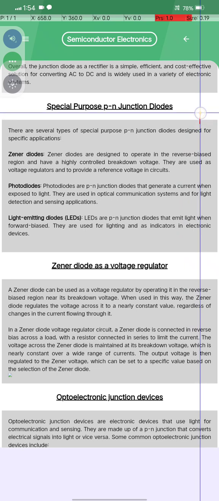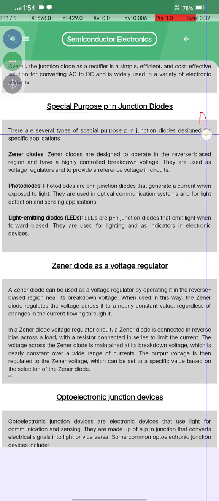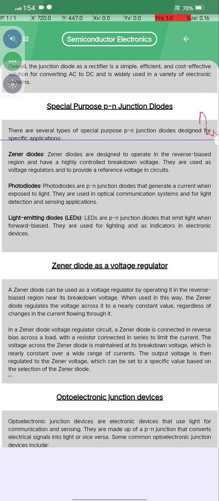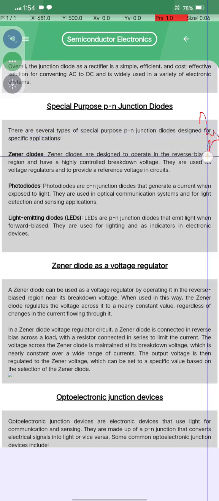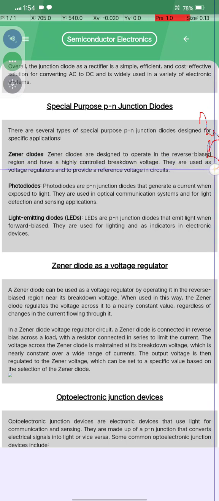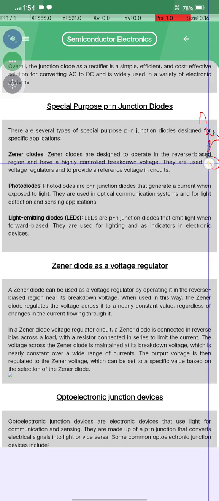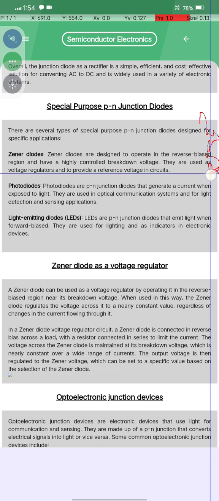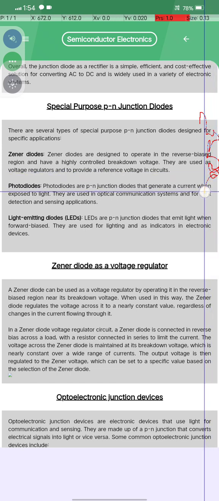Special purpose p-n junction diodes. There are several types of special purpose p-n junction diodes designed for specific applications. Zener diodes are designed to operate in the reverse biased region and have a tightly controlled breakdown voltage. They are used as voltage regulators and to provide a reference voltage in a circuit.